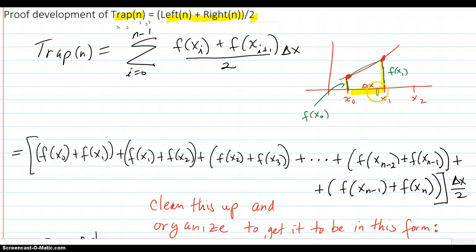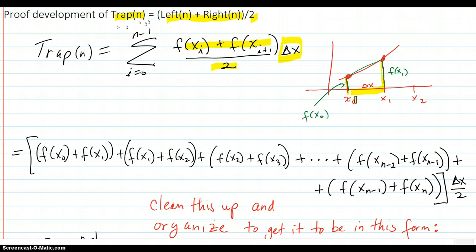The height is delta x, and the bases are f of x sub 0 and f of x sub 1. So your formula is the average of the bases times the height, and you add those all up over all the subintervals. So that's what trap n is.